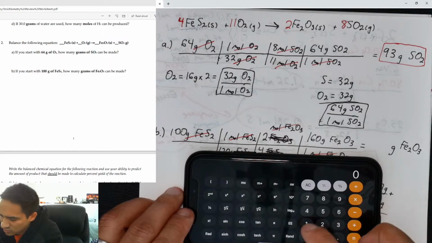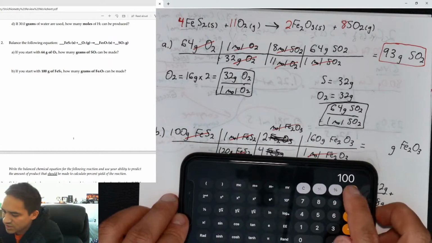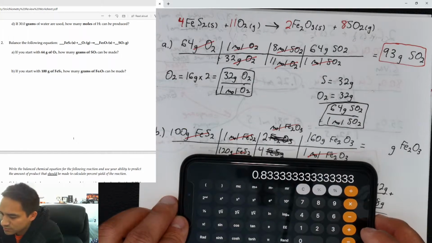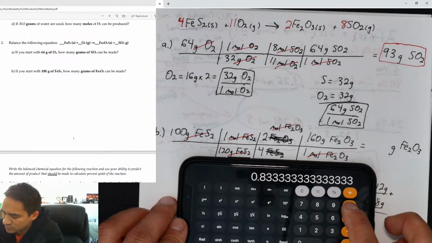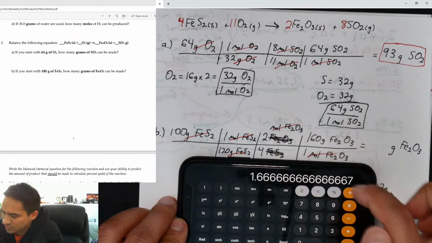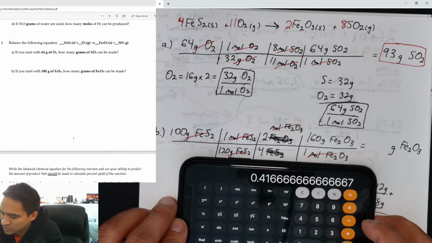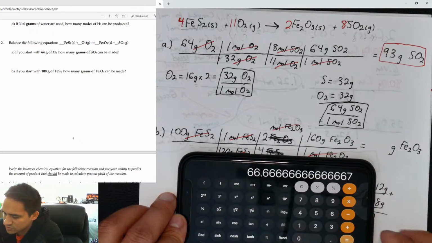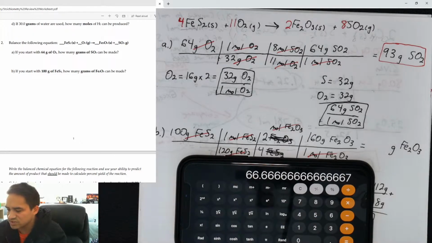So we're going to start with 100. We are going to divide that by 120. 100 divided by 120 equals. All right. Then we're going to times that by 2 equals. Divide that by 4 equals, and then times by 160 equals. And I get 66.6.